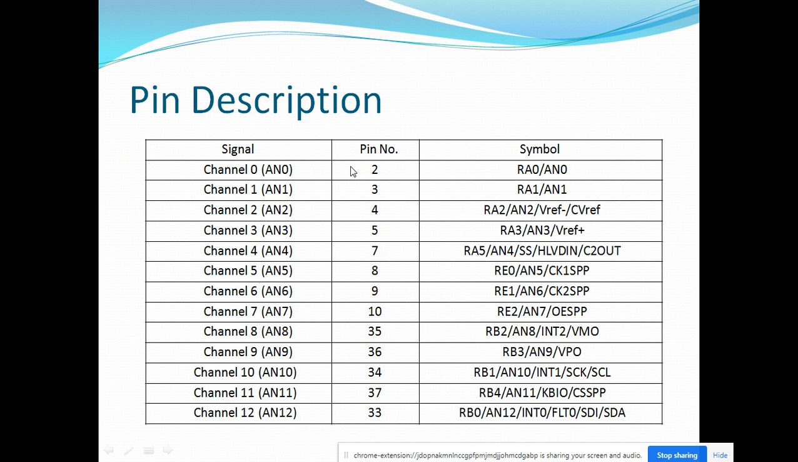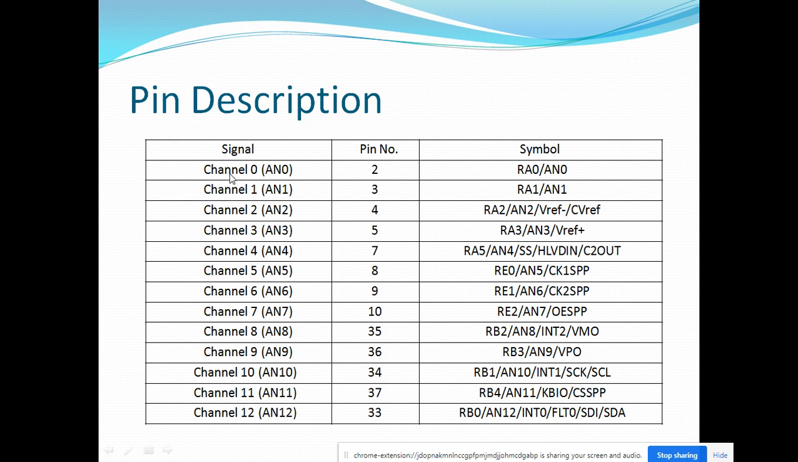So 13 pins are multiplexed to take advantage of analog input channels. Okay, so you can see port A, port E, and port B are used as analog input pins. Or these port pins are multiplexed to have analog input functions. We can use the analog to digital converter through these pins. Any pin we can use for conversion of an analog quantity into digital form.